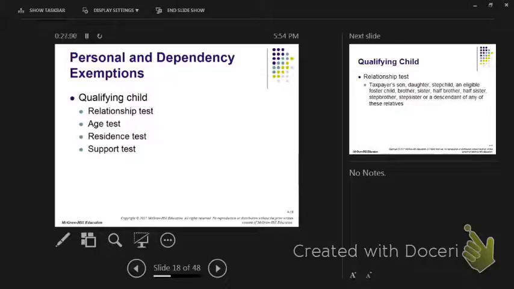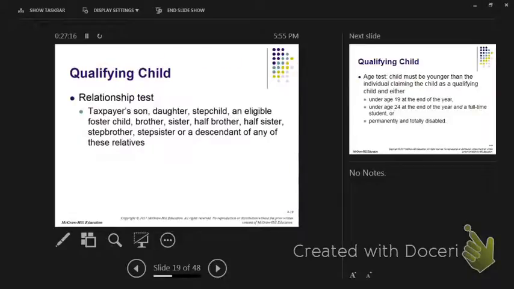Right? The relationship, there's a window. The age is very easy. Support's pretty easy. All right, there's a dollar amount. And then the resident is, do they live with you for at least half the year? All right, with the exception of your parents. So the relationship test for a child. Now, the relationship test for a child is different than the relationship test for a family member. I just forgot the name, so we'll say family member, all right? Child can be a son or daughter, stepdaughter. It can also be a foster child. It can be a brother.